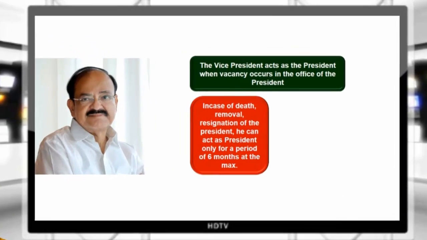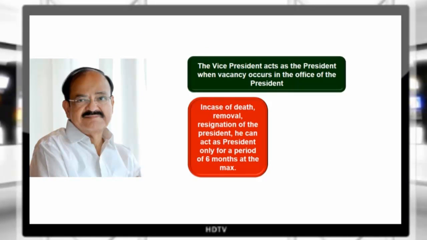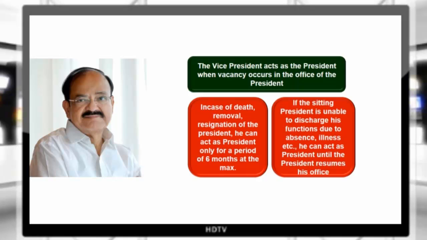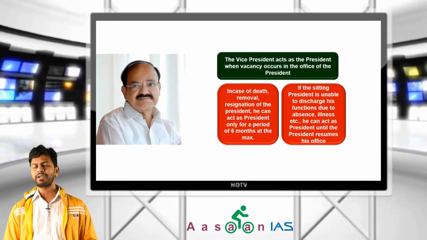Don't mug up. In case of death, removal meaning impeachment, or resignation of the president, the vice president can act as president only for a period of 6 months at the max. Let me read the other also, then I will explain. If the sitting president is unable to discharge his functions due to absence, illness, etc., the vice president can act as president until the president resumes his office. Simple, no need to mug up at all.